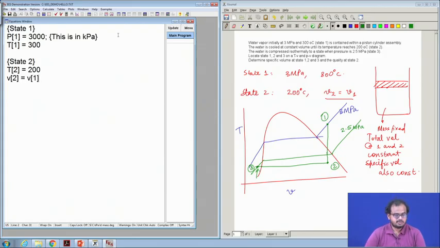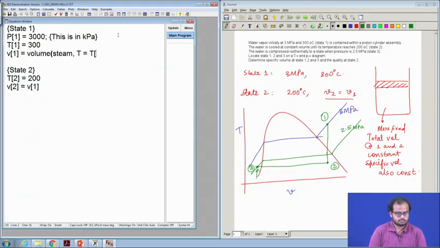Nothing but saying that the specific volume at 2 is equal to the specific volume at 1, and thus we need to actually determine the specific volume at 1, and thus V1 equal to volume steam T equal to T1 and P equal to P1.